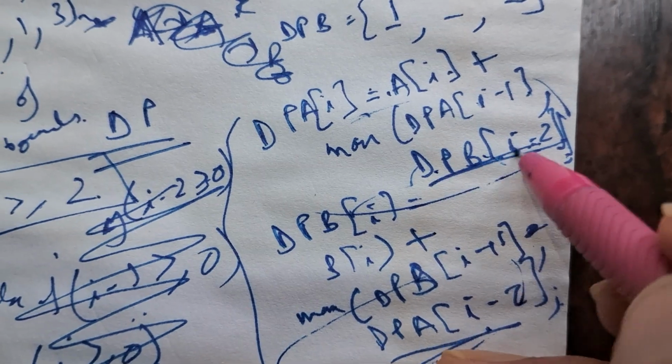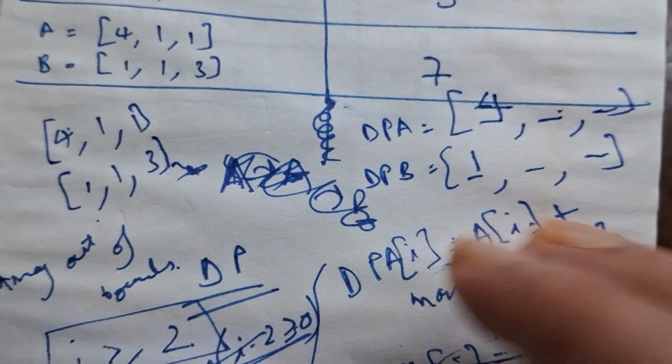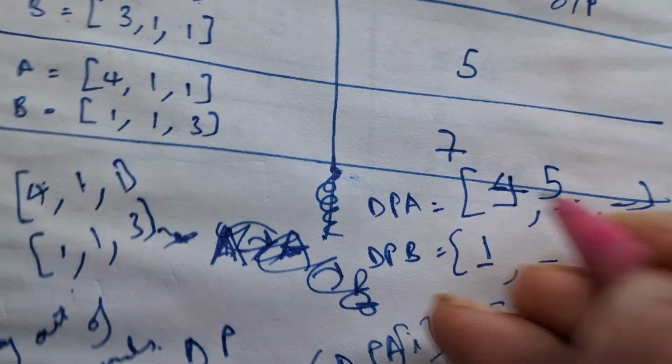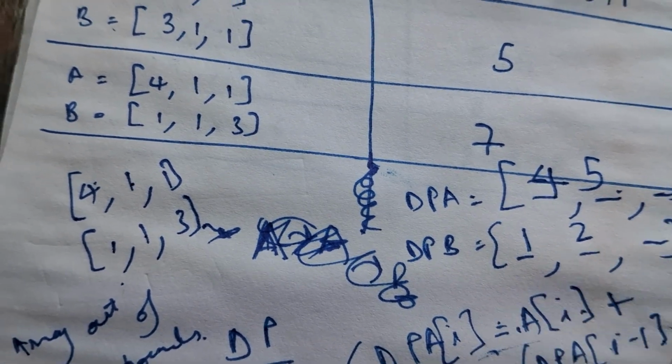So you are not going to consider dpb. Just consider the same element, that is, just add the previous element with the present element. That is 1 plus 4, that is 5, right? And then 1 plus 1, that is 2. Okay, clear.